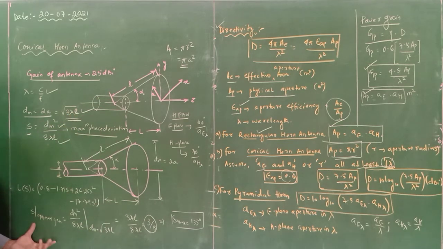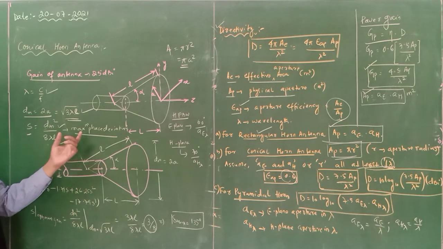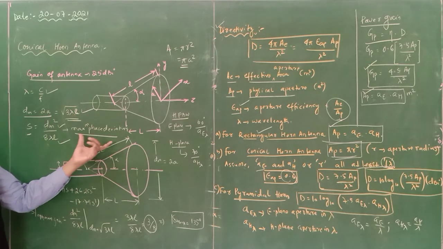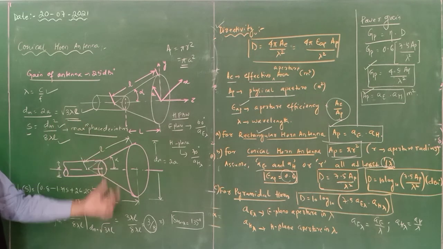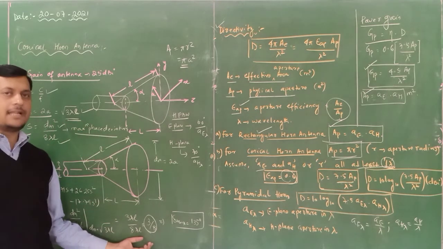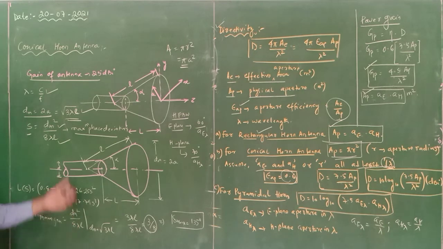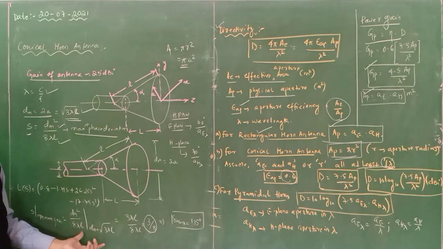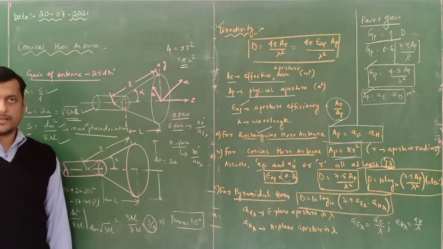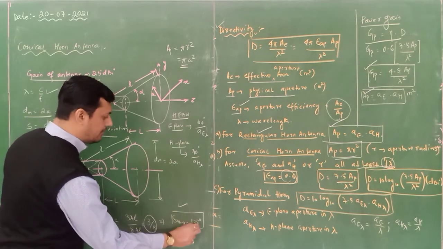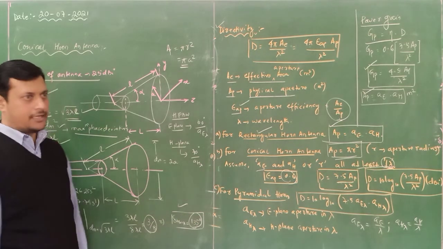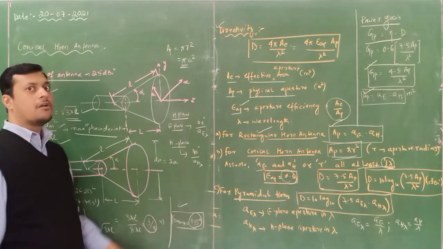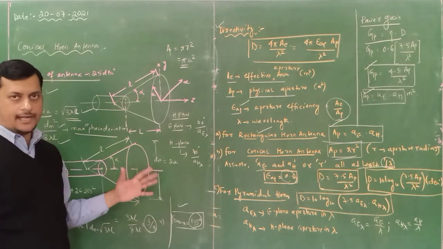Similarly, here we are identifying the maximum gain when the maximum phase deviation is identified. At maximum phase deviation, how much will our gain be? Our gain will be 3 by lambda when you substitute dm as root of 3 lambda L. And your delta max will become 135 degree. These are the standard values for the circular horn antenna.